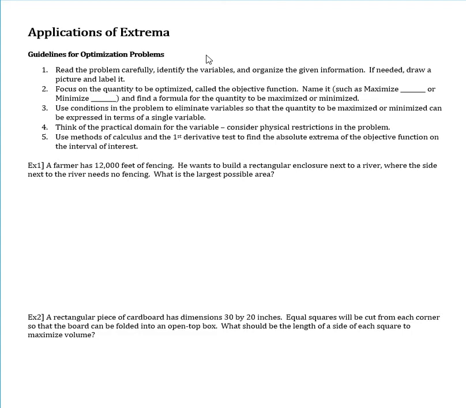Hi everyone, and welcome to our video on applications of Extrema, where we have rectangles involved. So our guidelines are these 5 steps. It's kind of similar to any word problem in math, where we just want to make sure you read it carefully and focus on what's most important here. So let's not actually read all 5 of them. I mean, you could read it on your own. Let's jump into these problems.